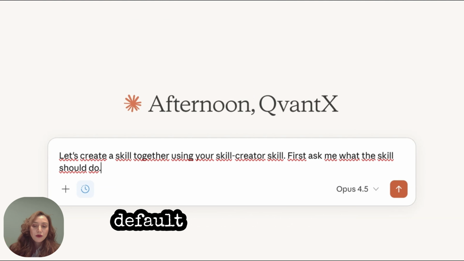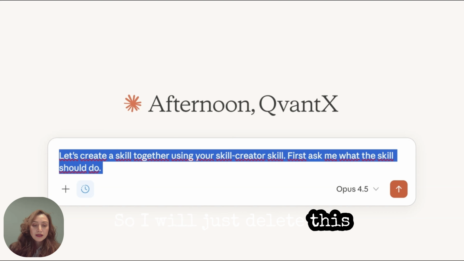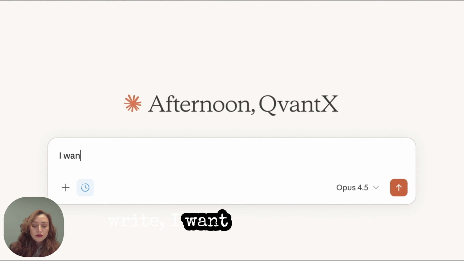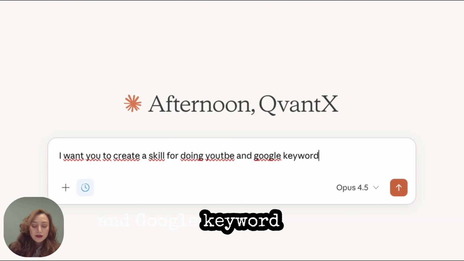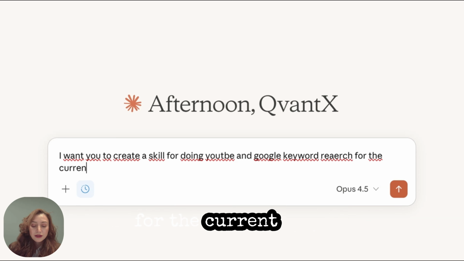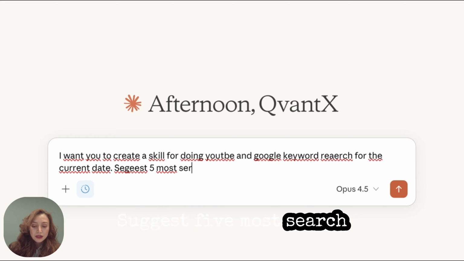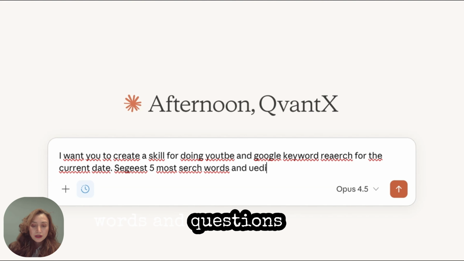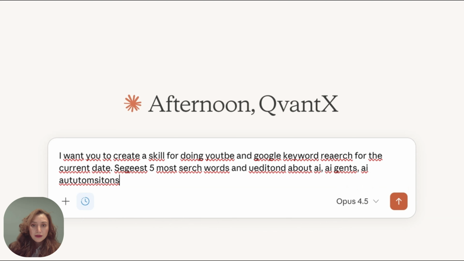You can see that there is a default text saying, let's create a skill together using your skill creator skill. First, I want a skill to do keyword research. So I will just delete this introduction and I will write, I want you to create a skill for doing YouTube and Google keyword research. For the current date, suggest 5 most searched words and questions about AI agents, AI automations, and AI news. And then we will click on the enter button.